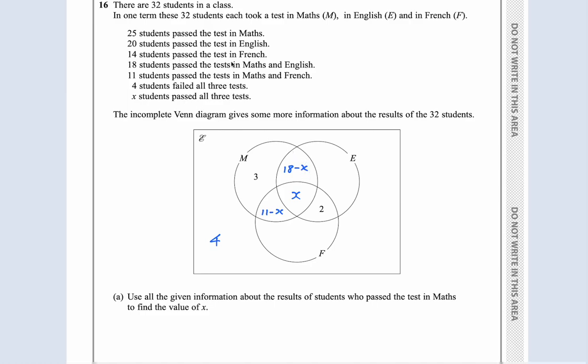14 passed the test in French, so this total is 14, so 11 minus X plus X, or if you just think of, we know this guy is 11, so 11 plus 2 is 13. This has to be 1. And it says 20 passed the test in English, so we know 18 plus 2, so this is actually 0, guys, because our 18 plus 2 gives us 20. And then 25 students passed the test in maths. Okay, so I will be able to find my X from this 25.